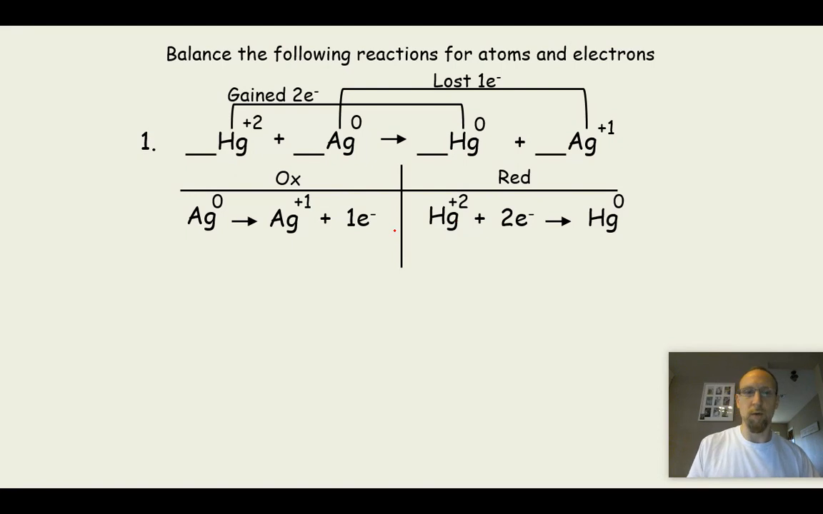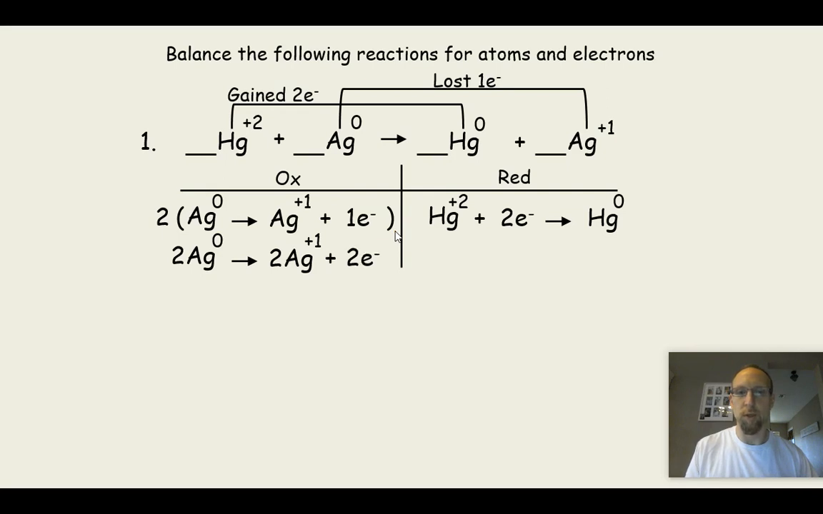So all I got to do is multiply this whole side by 2. So 2 Ags makes 2 Ag plus 1s plus 2 electrons. All right? So now I don't even have to do anything on the right-hand side. I'm good. My electrons lost equals my electrons gained. So we're good. So now all we got to do is put our coefficients back in. So all we did was get two Ag zeros and two Ag plus ones. So 2 and 2. All right.